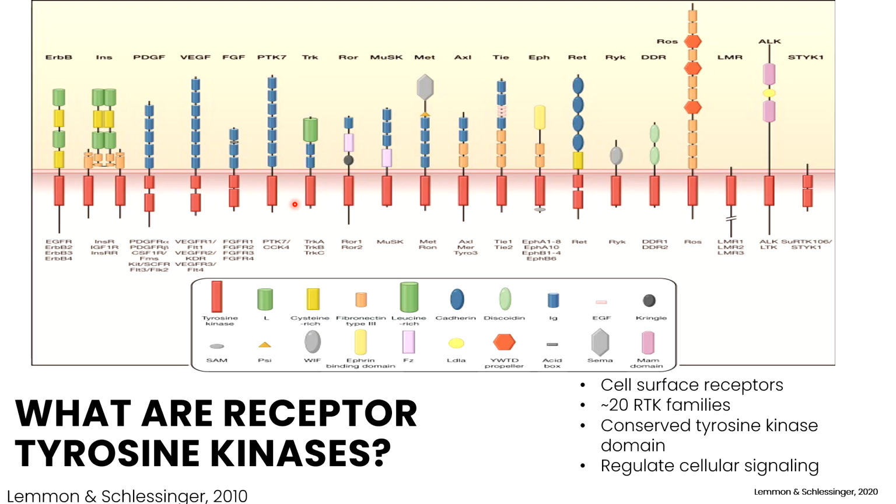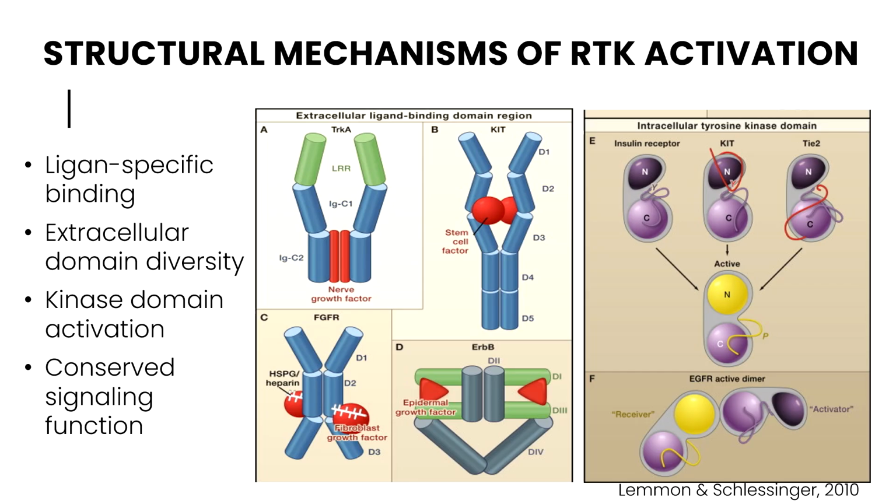Now that we have identified the different receptor tyrosine kinase families and the structural feature that they all share, let's examine how their unique structures allow them to recognize different ligands and activate intracellular signaling. As we dive into the structural mechanics of RTK activation, we're going to begin with the extracellular ligand binding region that is shown here in panels A, B, C, and D. Each receptor family has a unique extracellular structure that is designed to recognize a specific ligand. This is specifically important because it ensures that the cells respond only to the appropriate signaling molecule.